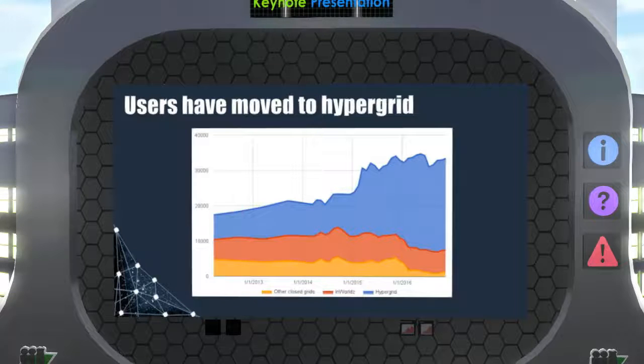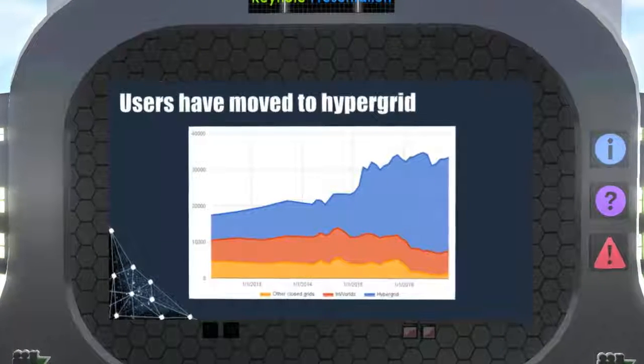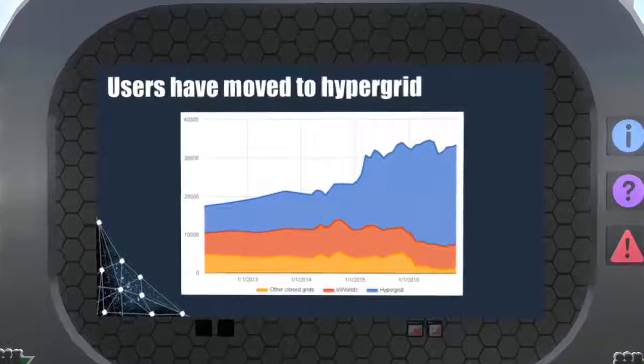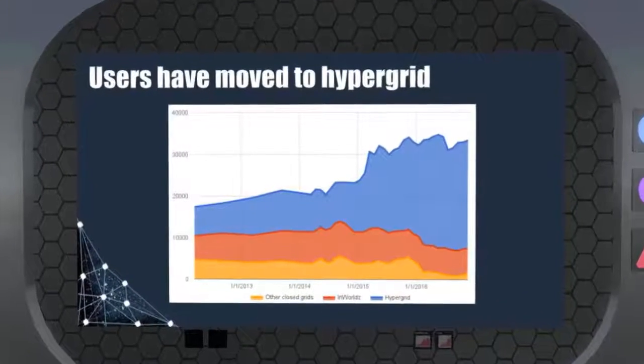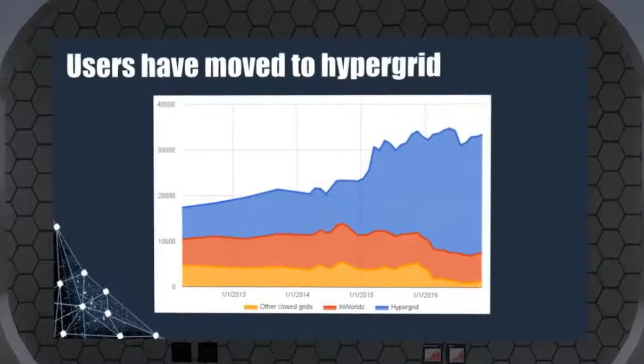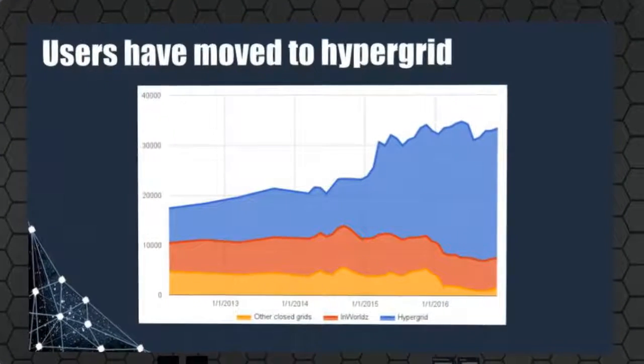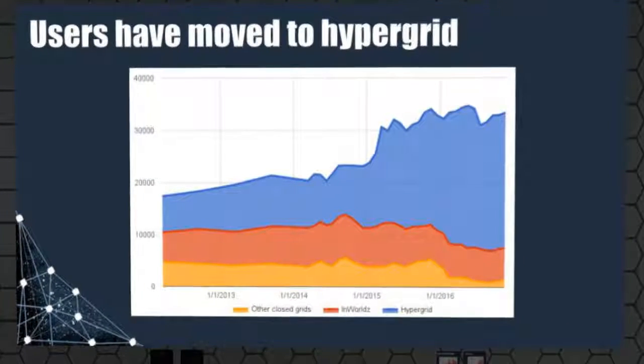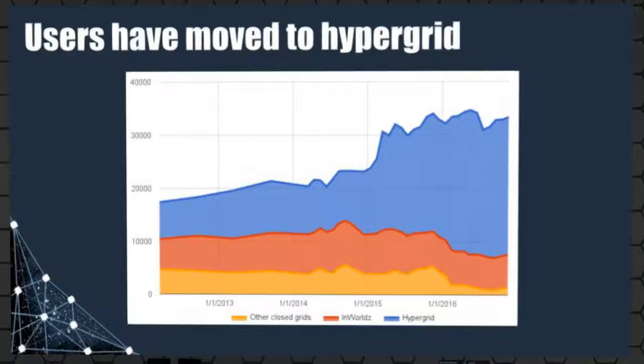So the blue area in this chart is all the hypergrid users. The dark orange area is Inworldz, which is currently the biggest closed commercial grid, so you can't hypergrid into other grids. And the yellow region at the bottom is all the other grids that are closed.